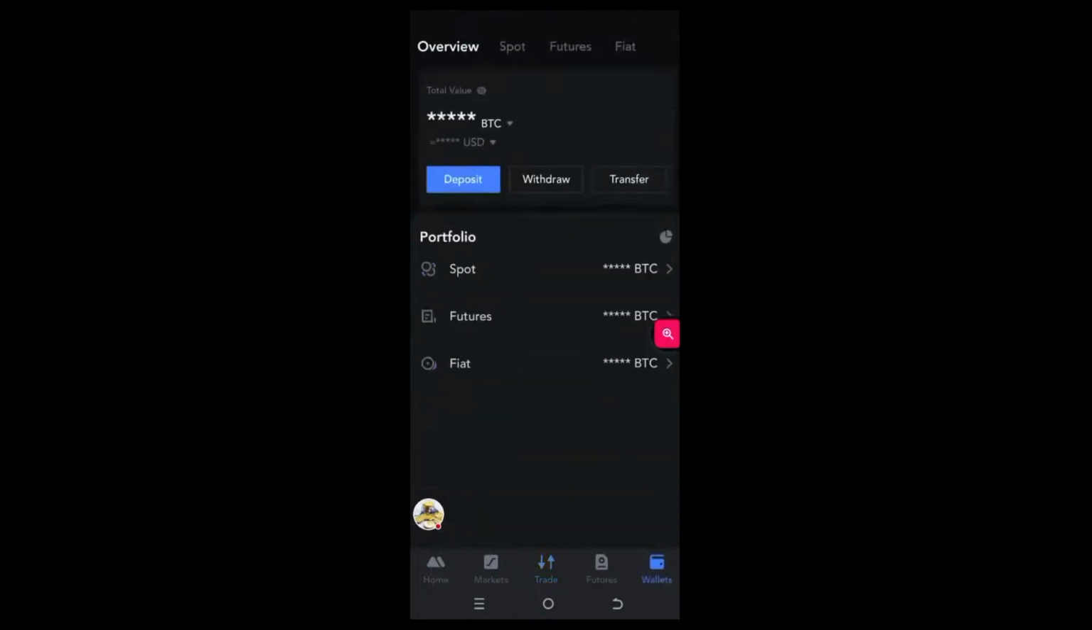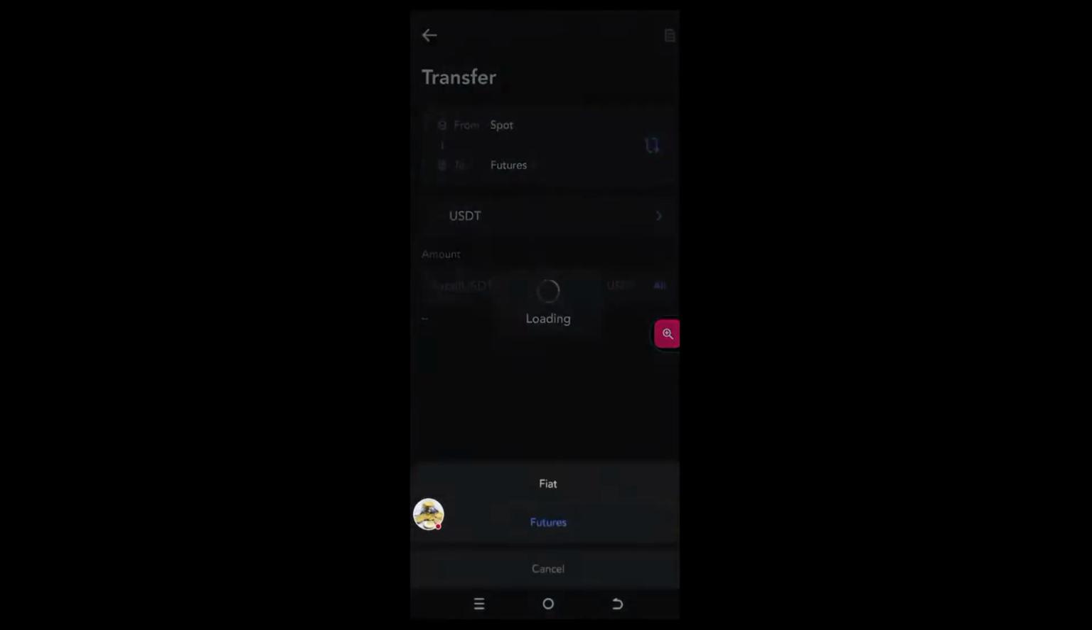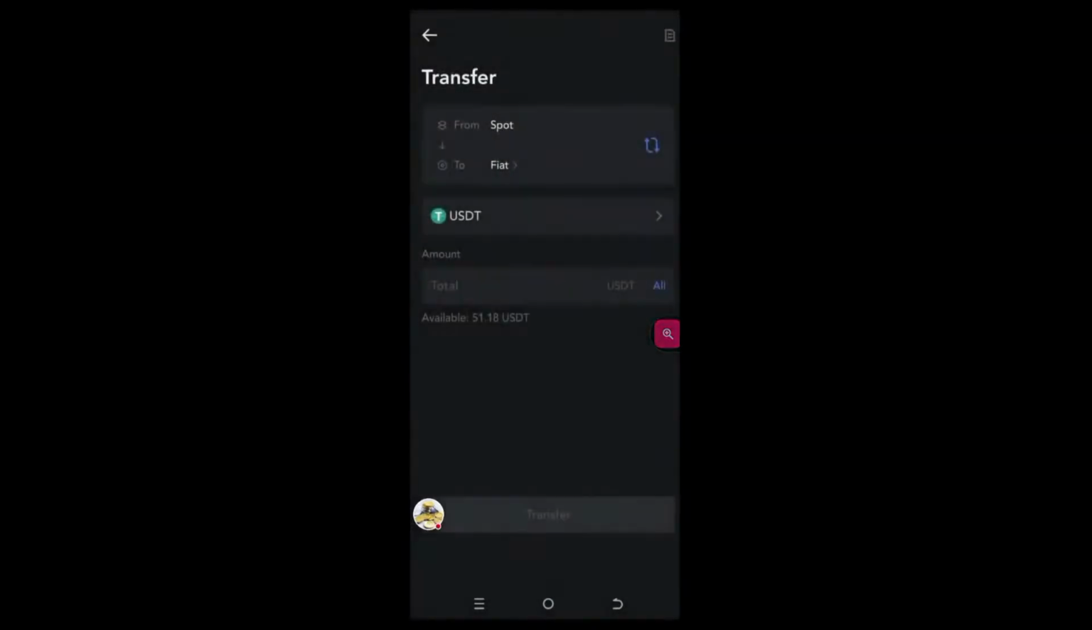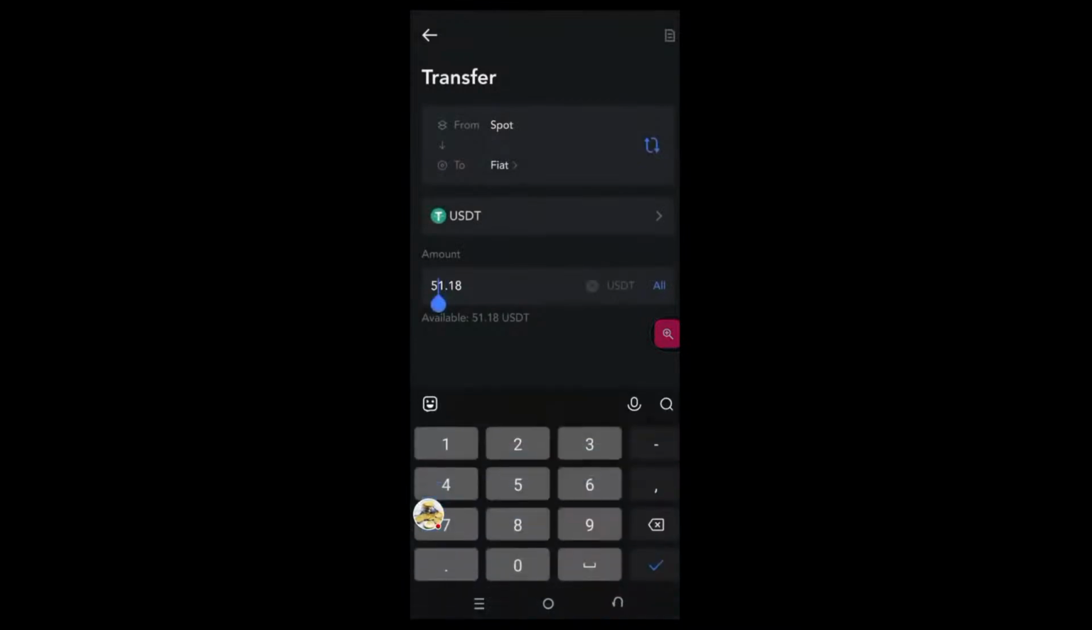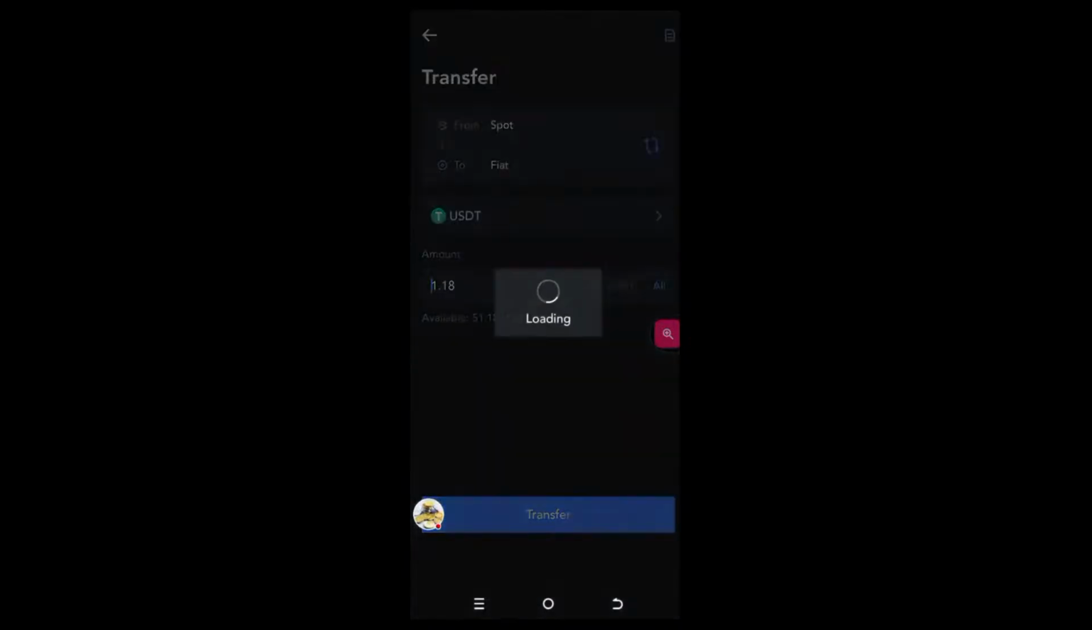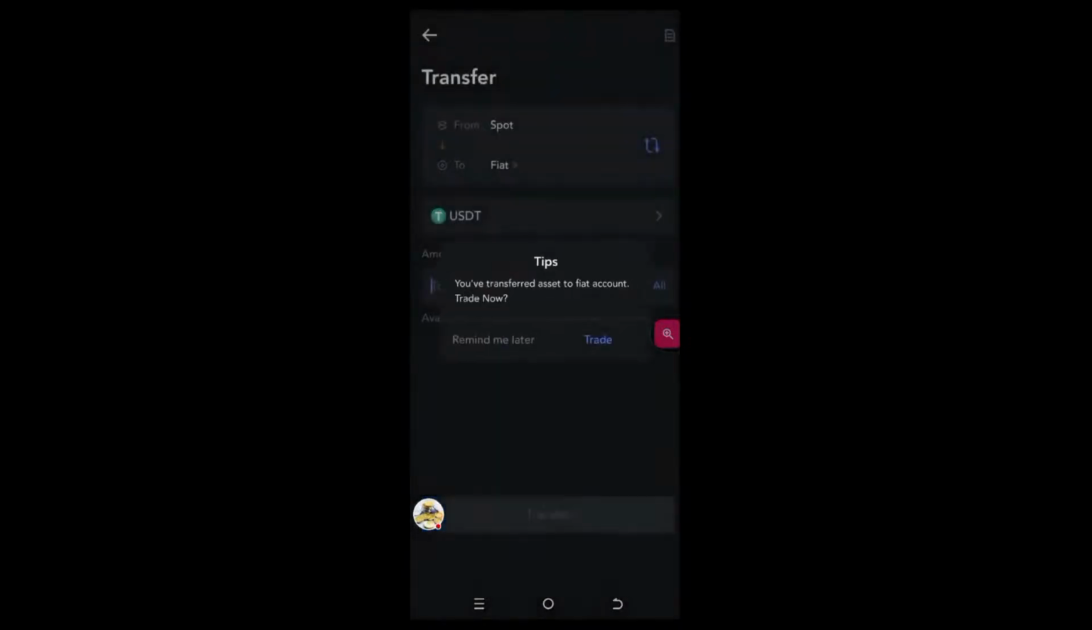Okay. As usual, I love to ship out the profit from spot to fiat. That's on Mexi. And then I'll pick all, and then I'll just ship out. Ship it out, right? Let's ship it out. Let's transfer it. It goes all the way out of there.